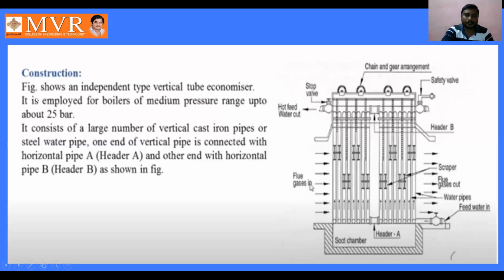See here, the figure shows an independent typical vertical tube economizer. It is employed for boilers of medium pressure range up to about 25 bar. This economizer is used for medium pressure range boilers, and it consists of a number of vertical cast iron pipes. The water pipes which we are having here are in the vertical position, made up of cast iron or steel, and one end of a vertical pipe is connected with the horizontal pipe A, header A, and the other end with horizontal pipe B, which is header B, as shown in the figure. This is the construction of an economizer here.